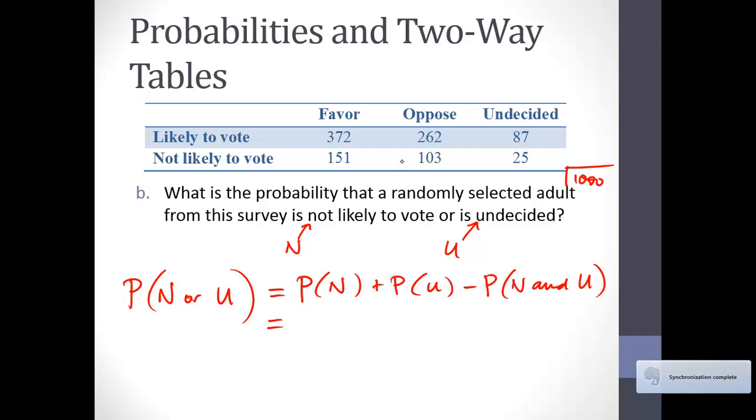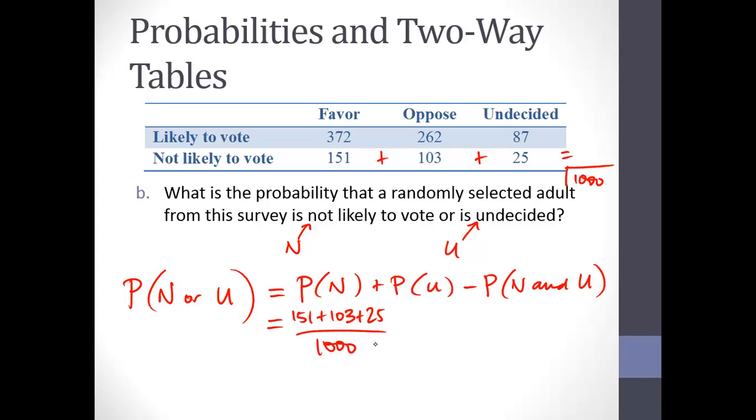Well, we have to add that up, right? So the probability of N is, you take 151 plus 103 plus 25 divided by 1,000. Again, we're talking about a probability of a randomly selected adult from the survey. So again, we're talking about everybody here. It's the probability of not being likely to vote, or being undecided. What two numbers do I want to add up there? Yeah, 87 and 25. Again, those are all of my undecided people over here.